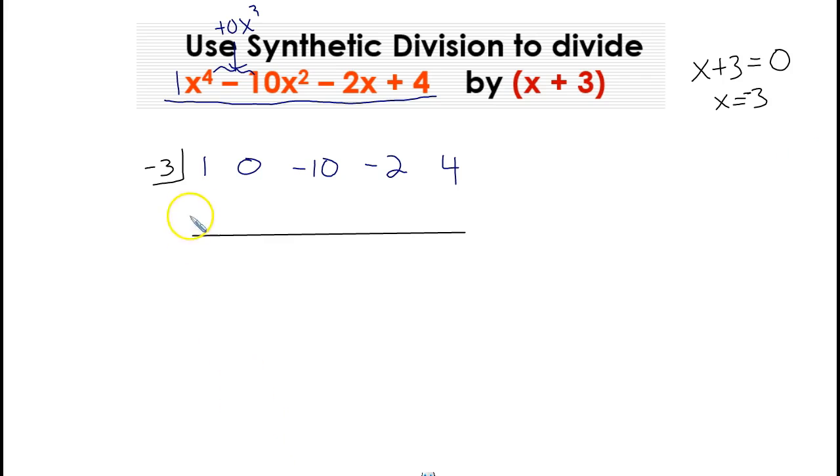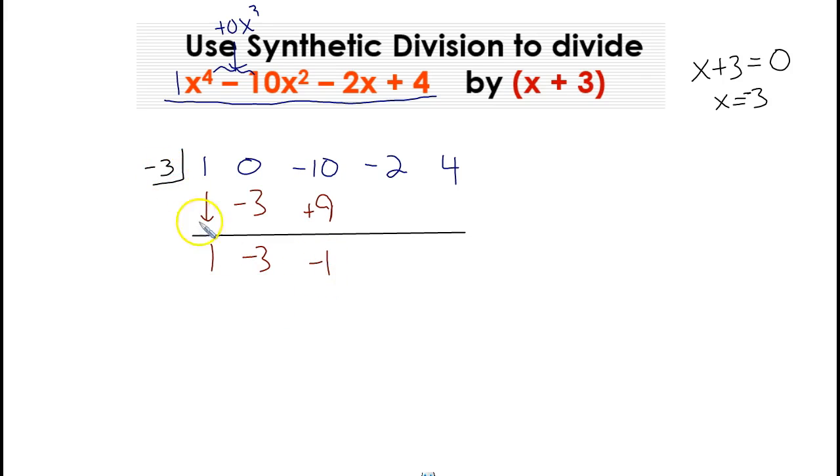We bring the first one down. Then we multiply. Negative 3 times 1 is negative 3. Then we add down. 0 plus negative 3, or 0 minus 3, is negative 3. Then we multiply. Negative 3 times negative 3 is positive 9. Then we add down. Negative 10 plus 9 is negative 1.